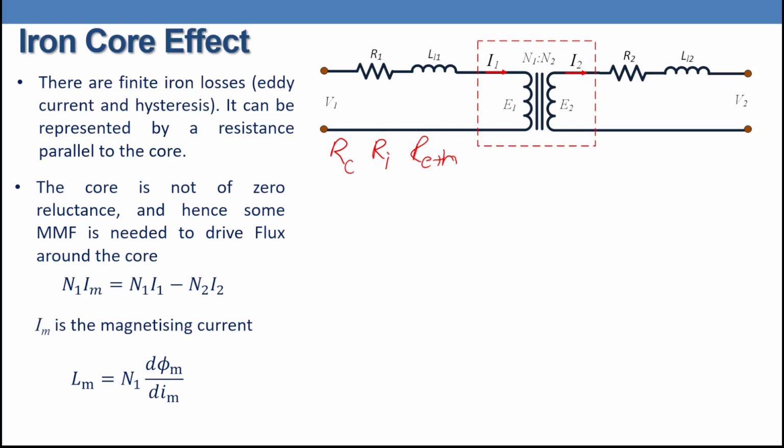And if we have a current and flux, this means that we have inductance, where Lm, the magnetizing inductance, equals N1 dΦm/dIm. So in this case, we can represent the equivalent circuit as we can see here in the figure.